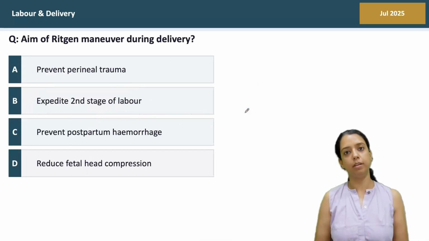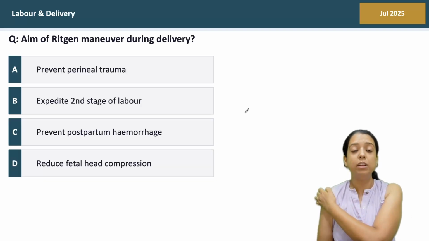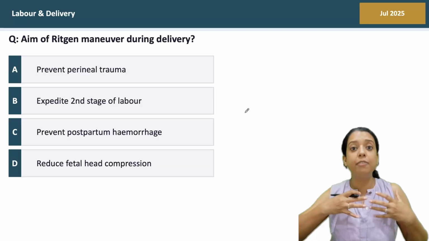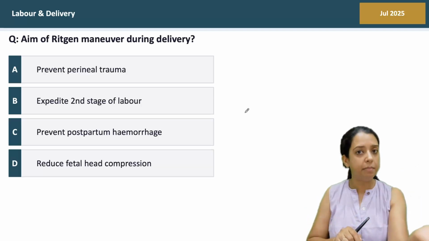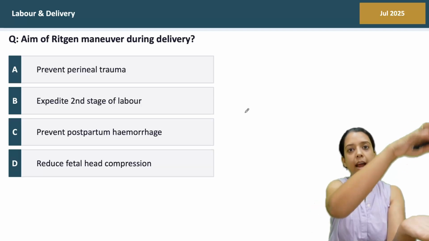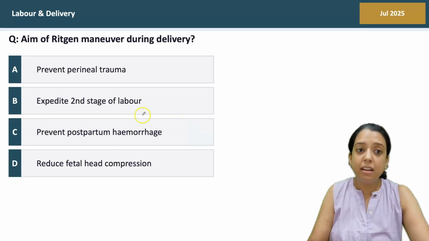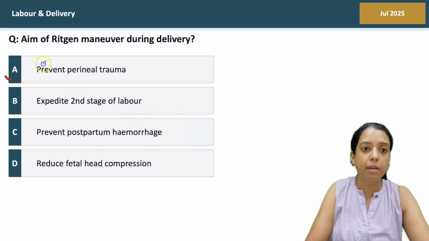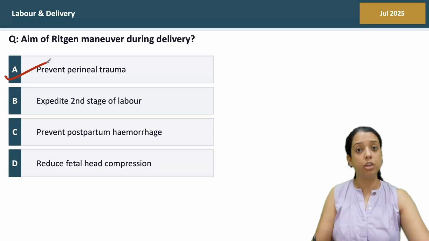Aim of Ritgen maneuver. What is Ritgen maneuver? In Ritgen maneuver, when you are trying to deliver the baby, the mother is fatigued, can't push, and you are trying to pull out the baby. One hand is below the baby's chin, with the other hand you are holding the occiput, trying to pull the baby out. The main aim of Ritgen maneuver is to prevent perineal trauma.